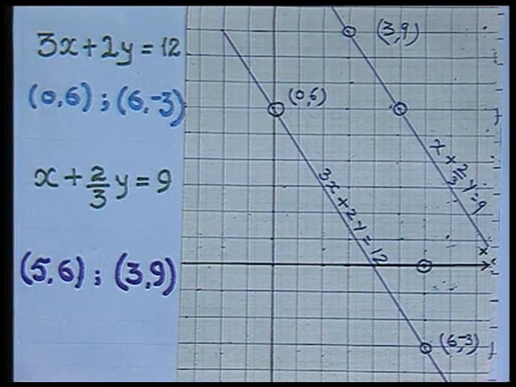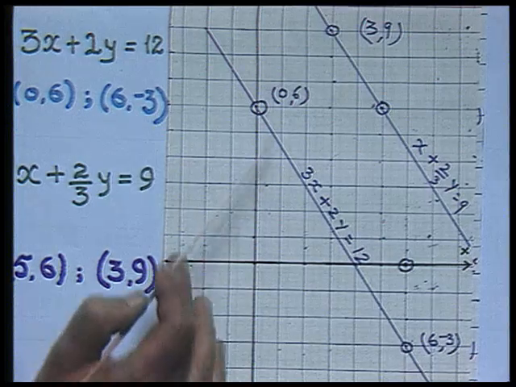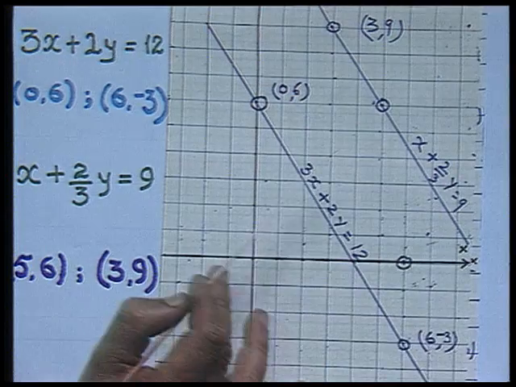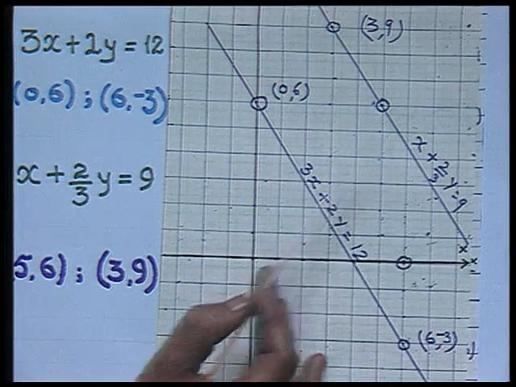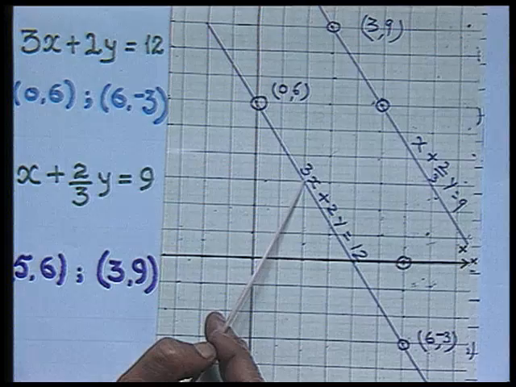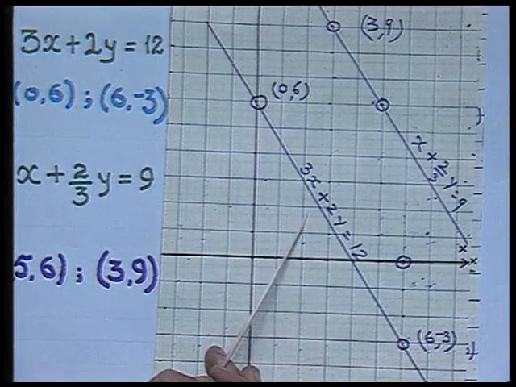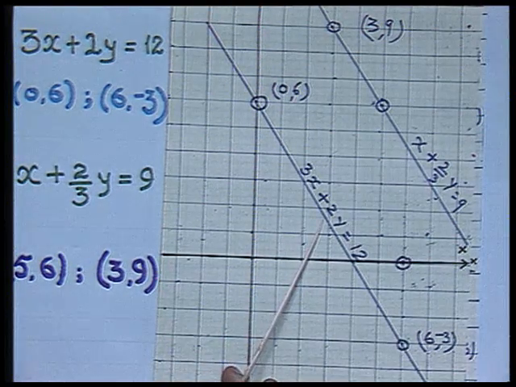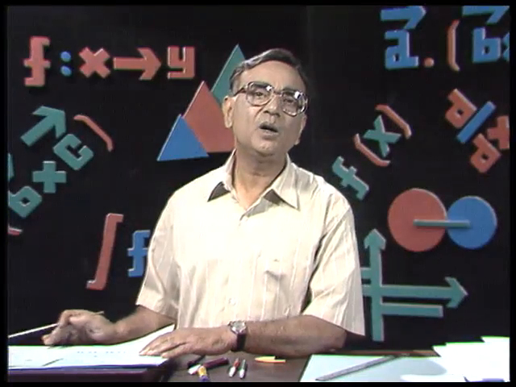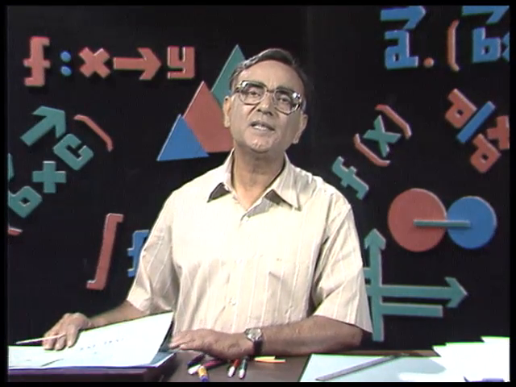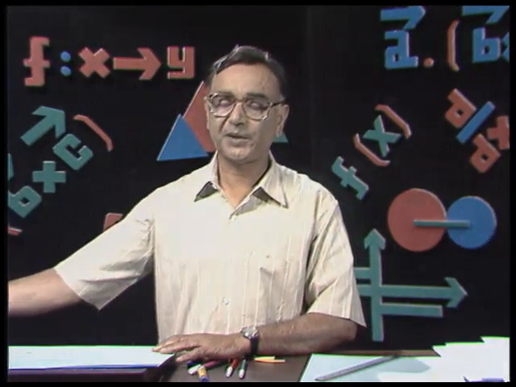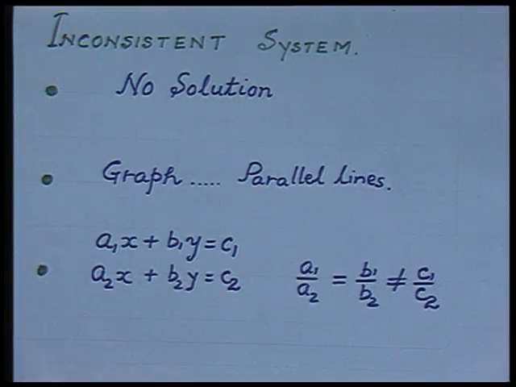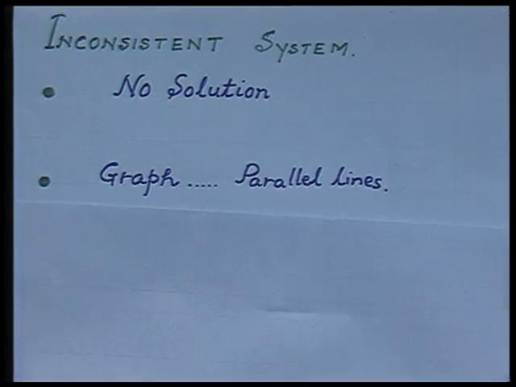So what do you observe in these 2 lines? Are these lines going to intersect anywhere? This line and this line? No, they are parallel lines. So that means neither they are coinciding nor they are intersecting. So will they have any solution? Obviously not, because they are not intersecting at any point. So these 2 lines are not intersecting at any point, so hence they have no solution. So such a system which has no solution, that is called an inconsistent system of equations.